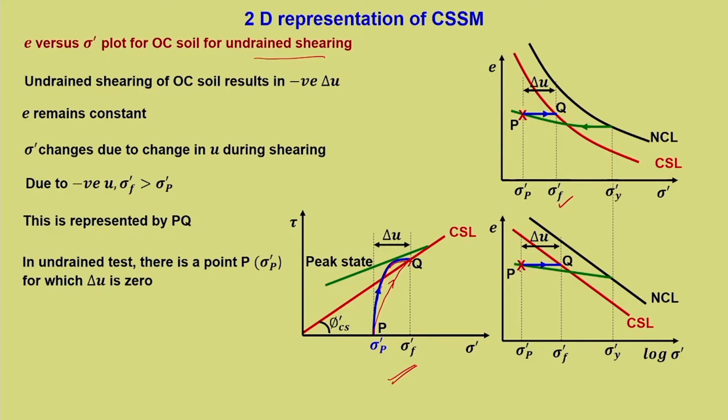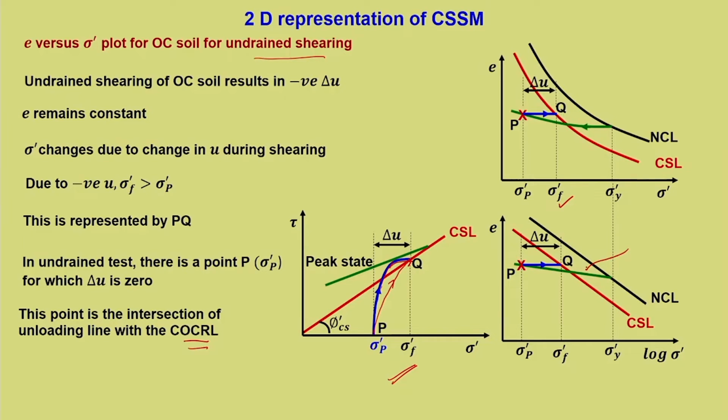So, there can be one particular point P. Now, this is heavily over consolidated, maybe towards a lightly over consolidated state, we can expect such a situation. The point is the intersection of the unloading line with the critical over consolidation ratio line. Now, the critical over consolidation ratio line we have discussed, which is the line which divides a heavily over consolidated state and a lightly over consolidated state. Now, this is where this particular unloading line intersects. Now, this is very close to the critical state line as well.